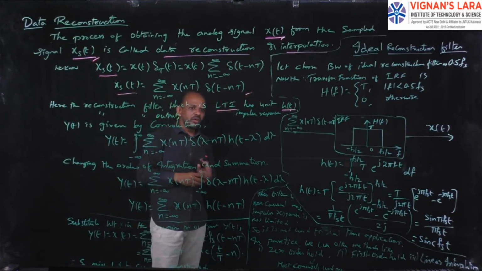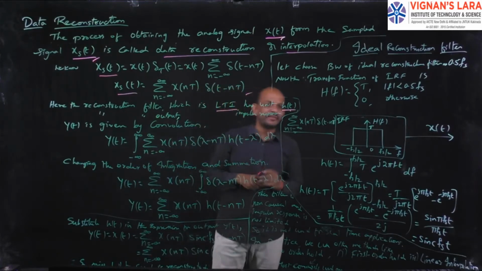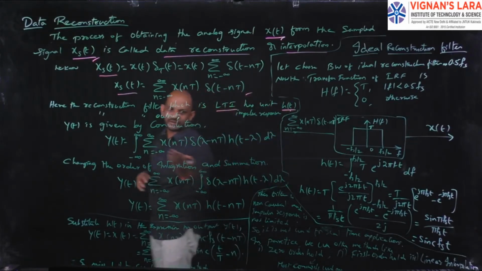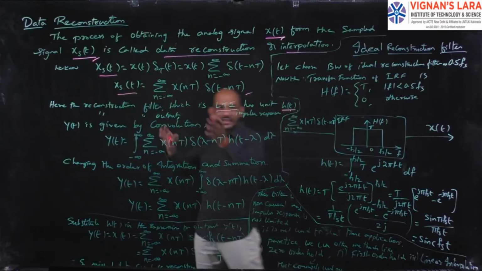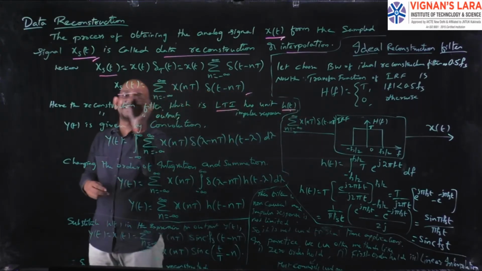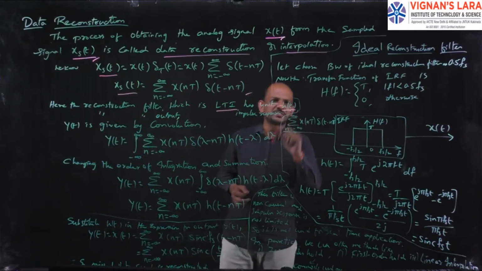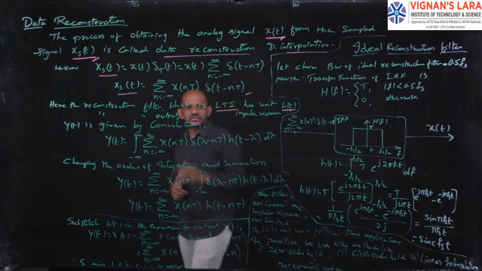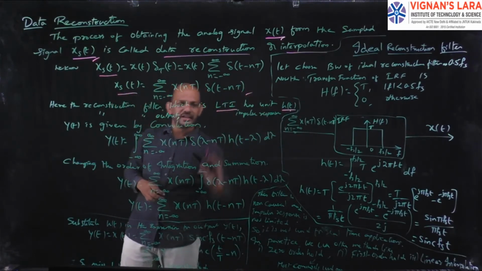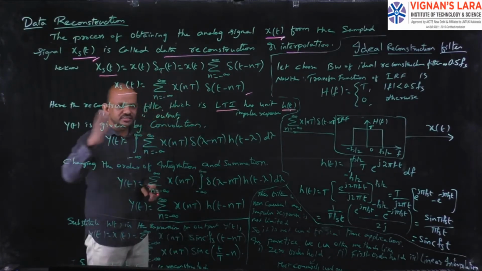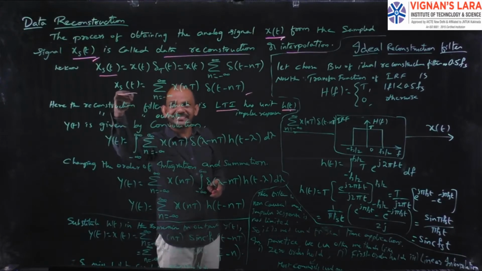Now how can I get the output of that reconstruction filter? For a system having impulse response h of t and input x of t, the output will be equal to x of t convolved with h of t. Here the input of the reconstruction filter is xs of t, the sampled signal, and the system's unit impulse response is h of t. So the output y of t is given by the convolution of xs of t and h of t.